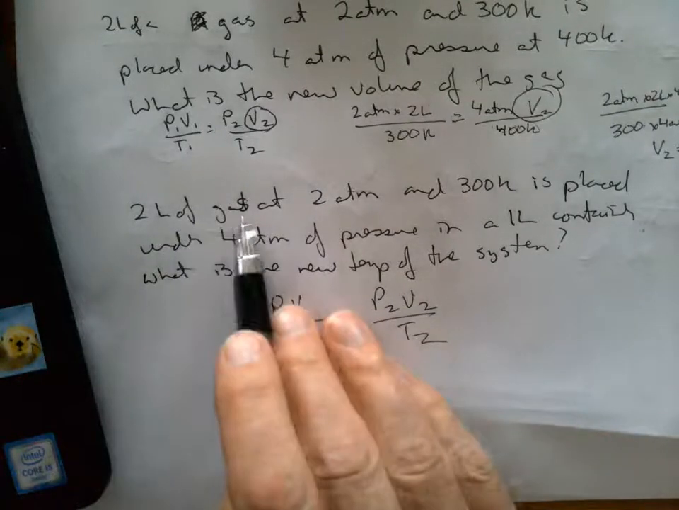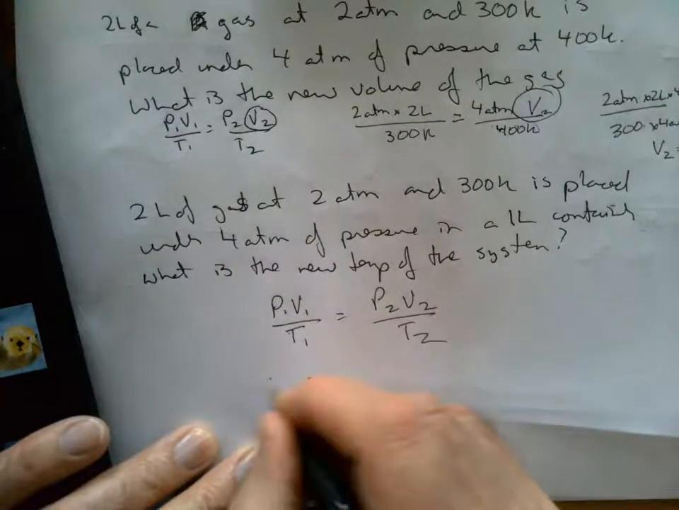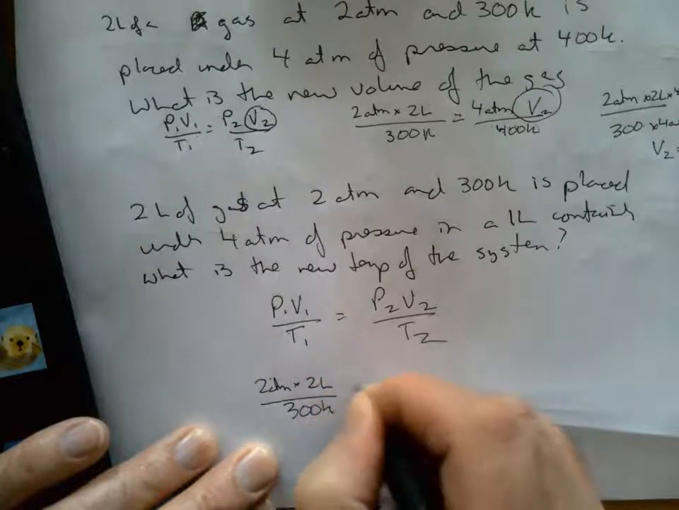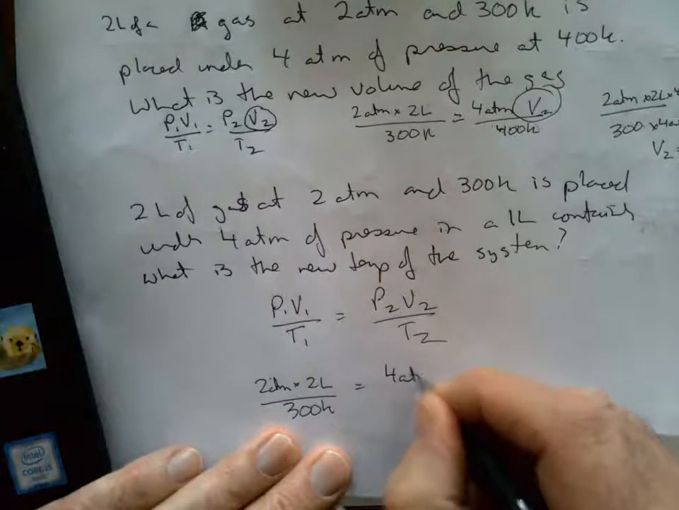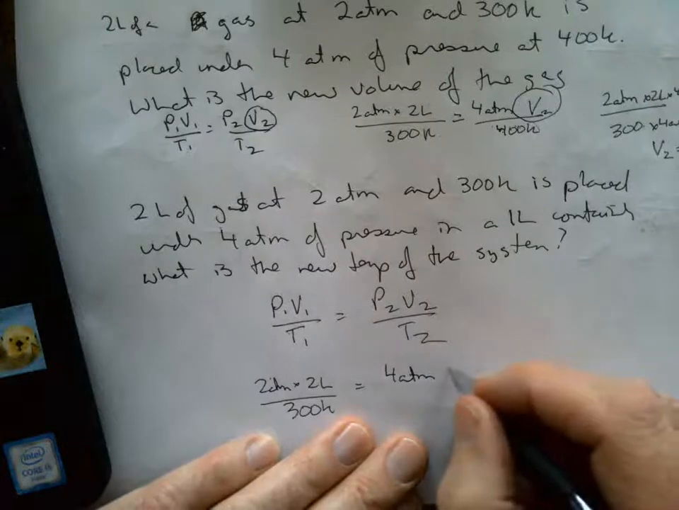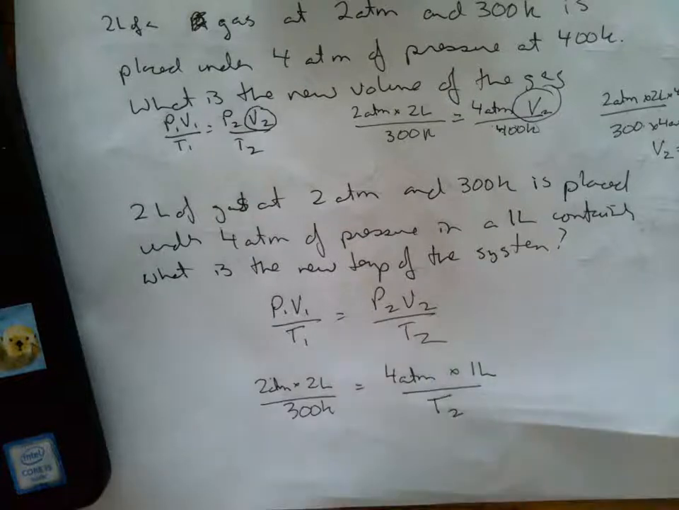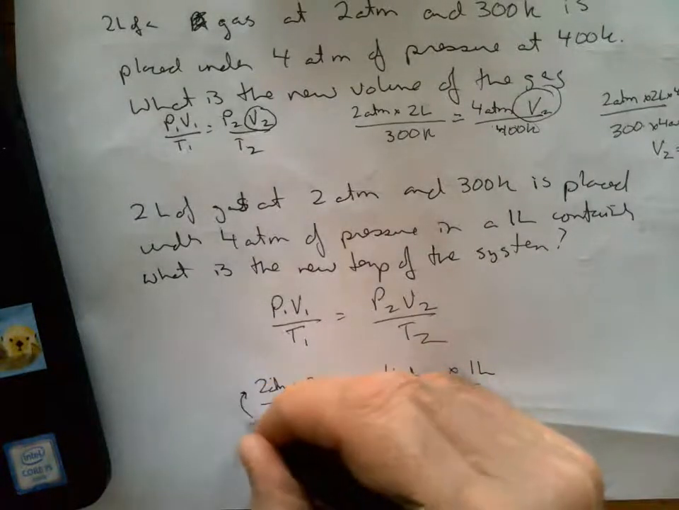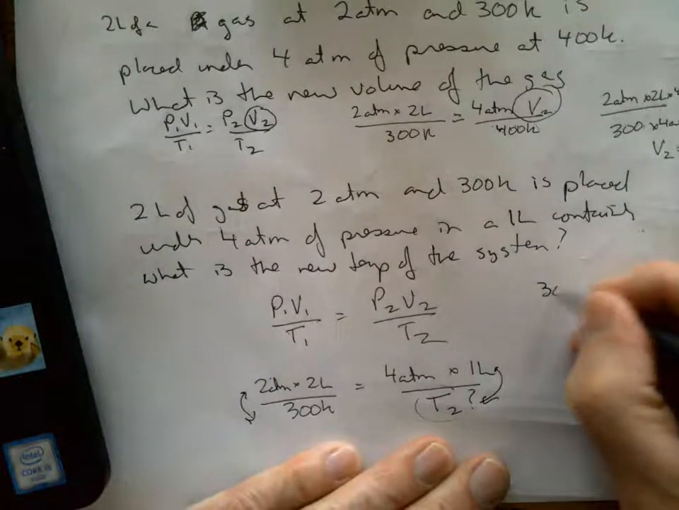So 2 liters of a gas at 2 ATM and 300 K. So we got 2 liters, we've got 2 ATM, and we've got 300 K. Is placed under 4 ATM of pressure. So we've got a new pressure in a 1 liter container. So we've got a new size of container. What is the new temperature of this system? Folks, the reason I wanted to ask this question is to show you when a variable's on the bottom, flip both sides of the equation. It's much easier to work with a variable when it's on top.